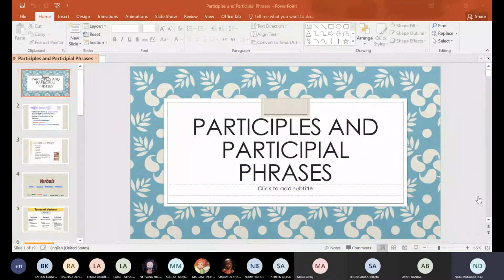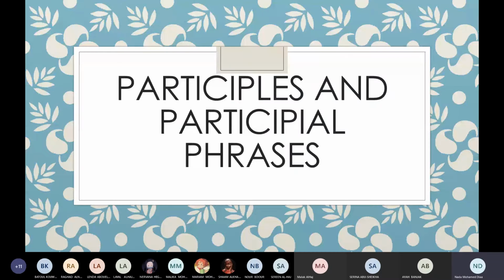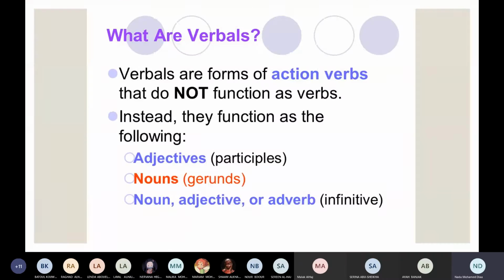Before we move into the participles or participial phrases, we have to meet verbals. What is verbals? So before we move on, we have to see the verbals to know what is a verbal. From the word verbal, the word is related to what? A verb or a noun? Verb. So, what are verbals? Verbals are forms of action verbs.